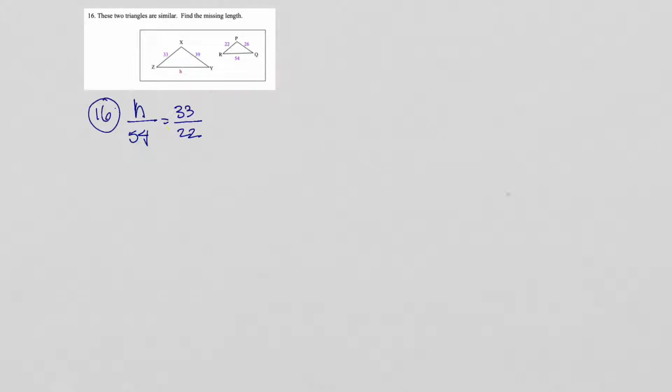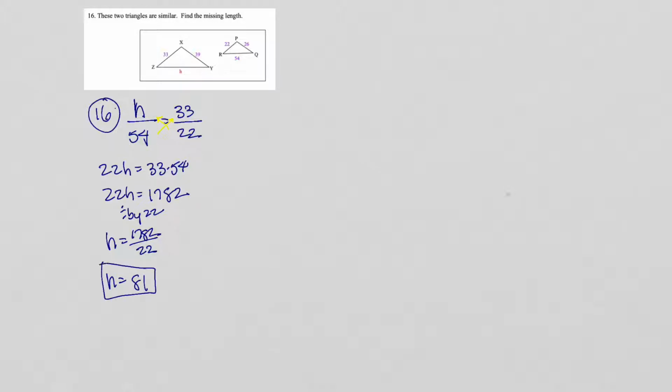Now, proportion. Let's use our method of cross multiply. When we do that, we get 22H equals 33 times 54. With my calculator, 33 times 54, I got 1782. Then I'm going to divide by 22. So H will be 1782 divided by 22, and I'll get 81. So there we go. H is 81.